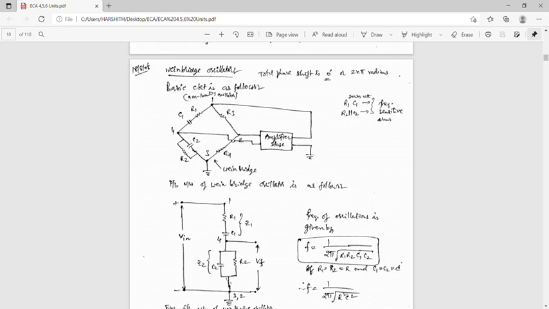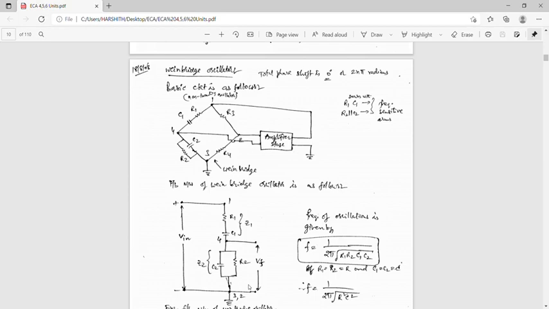The two arms of the bridge, namely R1, C1 in series and R2, C2 in parallel, are called the frequency sensitive arms. This is because the components of these two arms decide the frequency of the oscillator. Let us find out the gain of the feedback network.